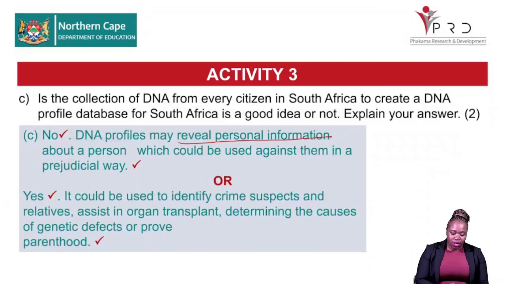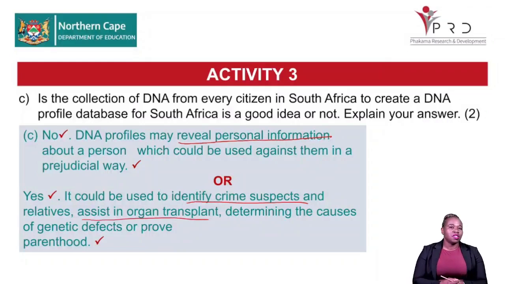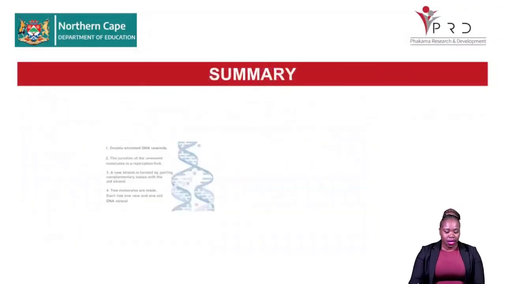Or if you say yes, you can say that it can be used to identify crime suspects as well as relatives and also assist in organ transplants. Remember, once you have these profiles, you have a lot of genetic information about that individual. So it can help in a lot of ways as well.